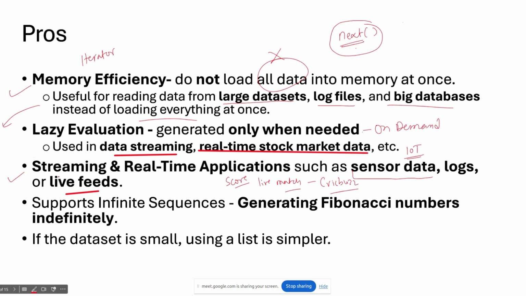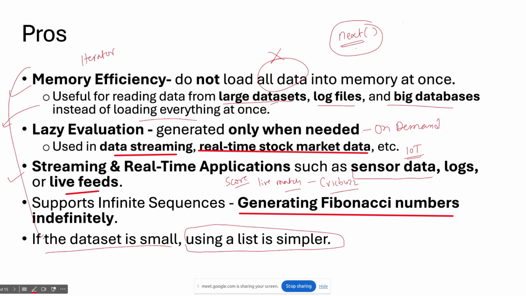It means iterator, right? For example, you want to generate a Fibonacci series, then it is also a real-time thing. When you need the next value, you can use this. So ultimately we will use this when we have a large data set, but if the data set is small, using a list is a simpler way, right? Remember this. Using a list is a simpler way if the data set is small. Otherwise, in all cases, you can use this.